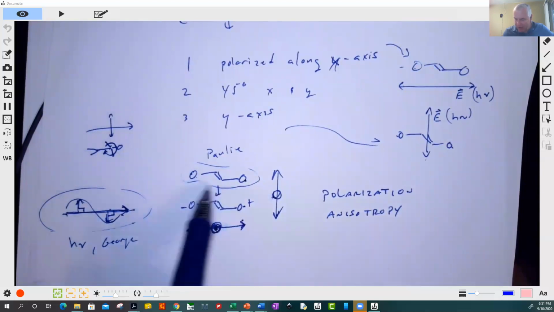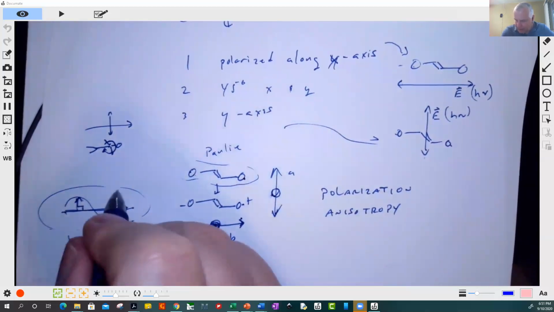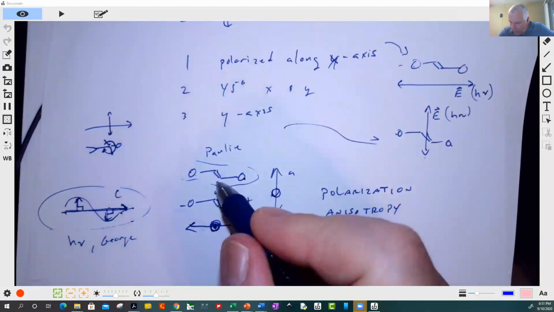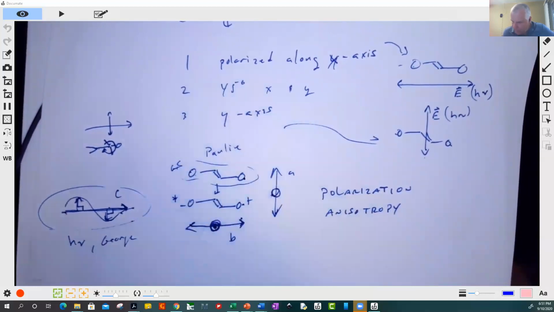So here's Pauline, here's the photon. And there's just three polarizations, A, B, and C, right? A and B both go in and out of the plane. And C is in the plane of the paper, right? And we already determined that in order to drive this transition from this ground state to this excited state, we would need to have which of these three polarizations, A, B, or C?